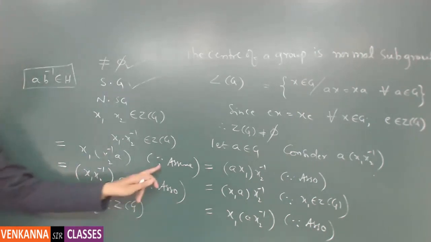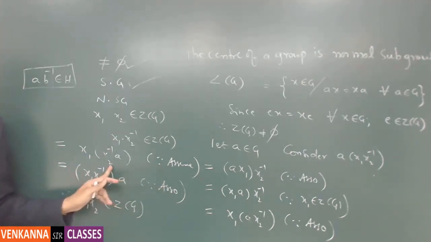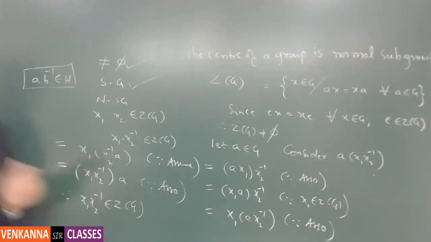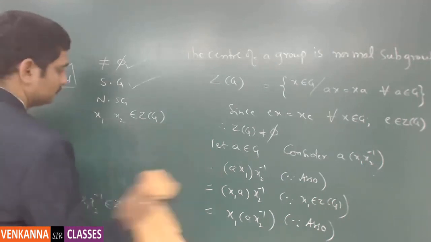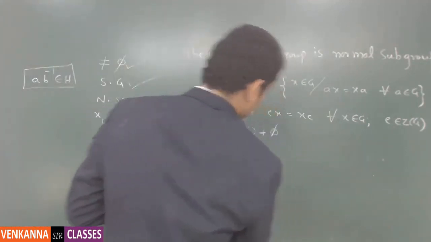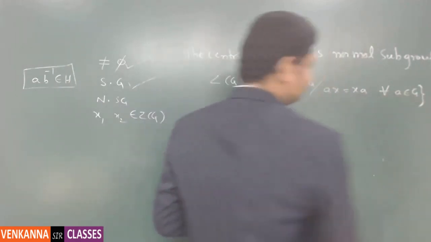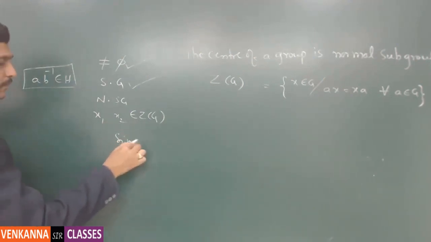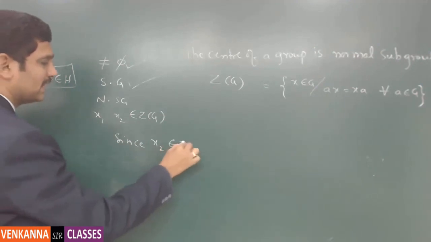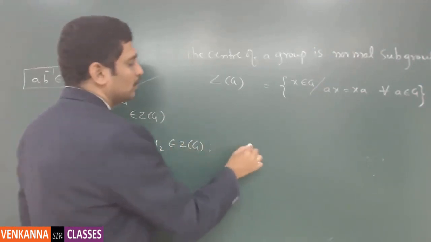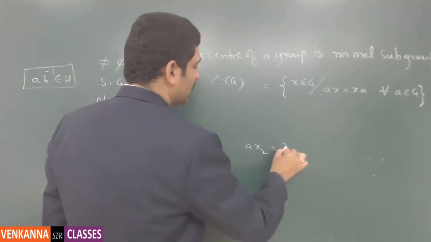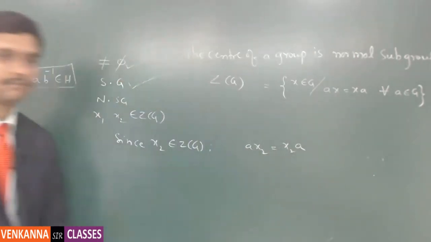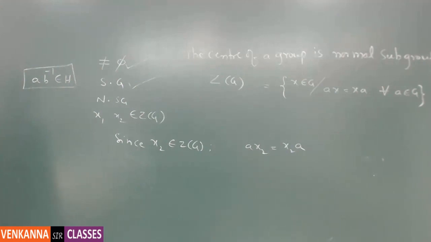Here we have assumed that x2 inverse is belonging to the center. Now let us verify whether it is true or not. Since x2 belongs to the center, we have the property that a x2 is equal to x2 a. This is our default condition.